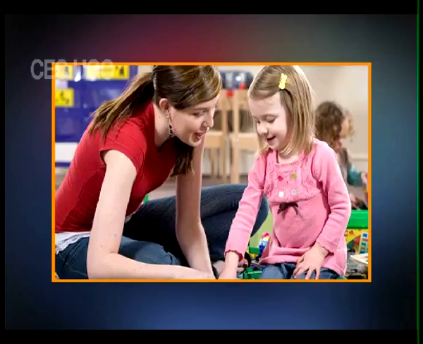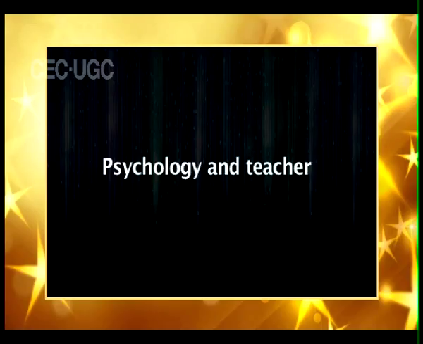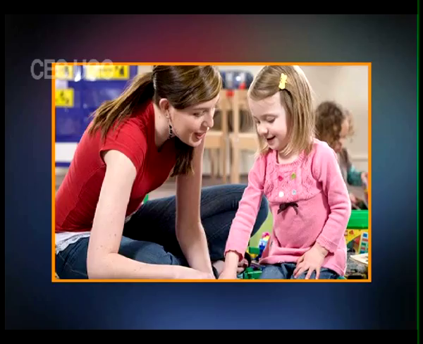Why do we study psychology in education? It is essential for a teacher to teach his students according to their mental abilities. Therefore, for every teacher, the study of psychology is an essential element. So, we can say that educational psychology is the application of psychology and its principles in educational situations. It helps us in the following ways. Number 1, psychology and teacher. According to the modern concept of education, the teacher should aim at the complete development of the child.